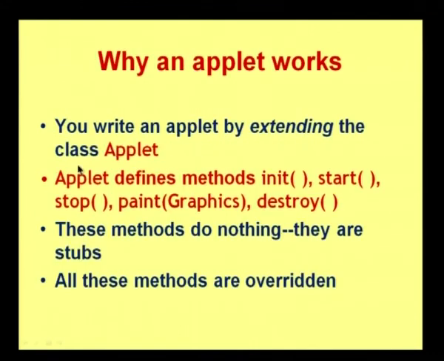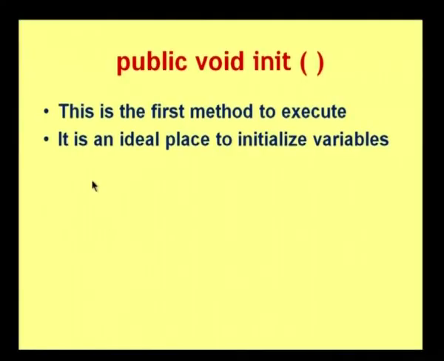You write an applet by extending the class Applet. Applet defines the methods init, start, stop, paint and destroy. These methods do nothing, they are stubs. They do not have any execution logic, and all these methods are meant to be overridden. In your base class Applet, all these methods are coded, and we just override them for the new applet that you are going to create.